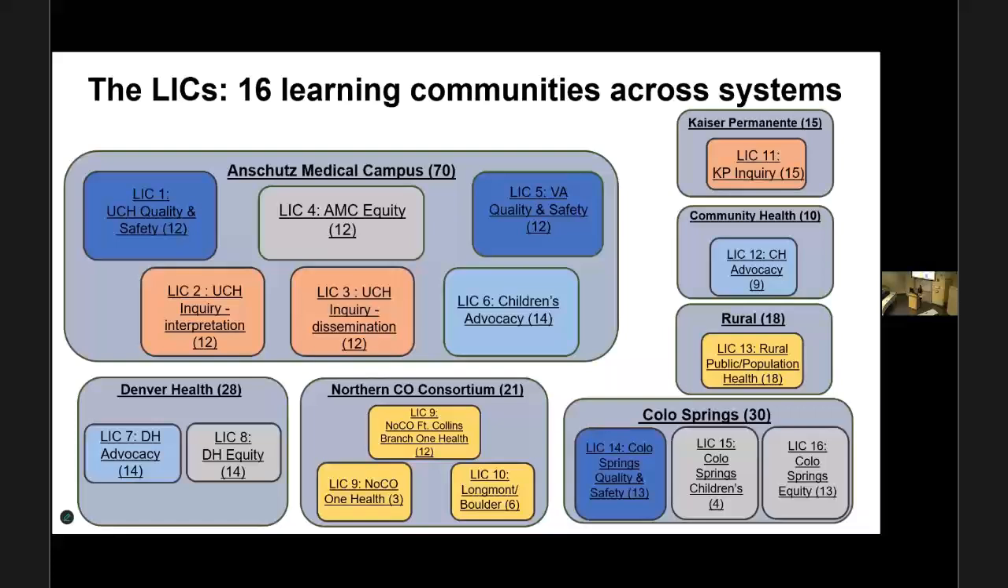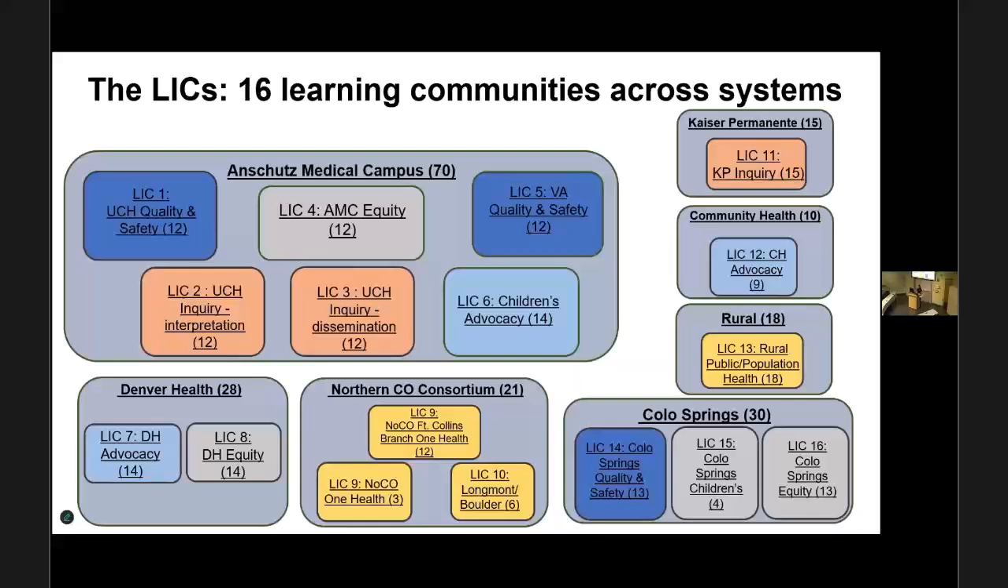primarily based at Children's, primarily based at the VA, and then 4 LICs that move across different settings on the Anschutz campus. The LICs at Children's and VA use preceptors at other Anschutz and UCH sites for specialties that they don't have in-house. Denver Health has 2 LICs. The Northern Colorado branch is listed as 3, but really functions as 2 LICs with students in Fort Collins and students at Longmont Boulder.